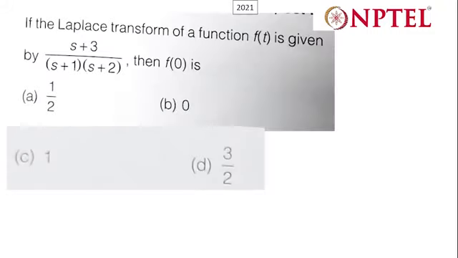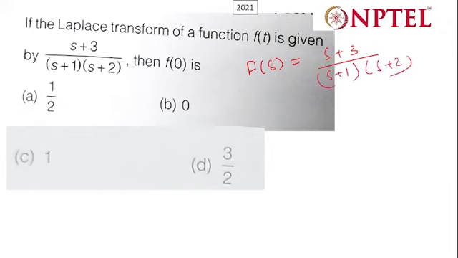Solve this question. I think this is the last question. After that, there's one more question which is just property based. Your Laplace transform is given in this question. Your F(s) is given: (s plus 3) divided by (s plus 1)(s plus 2).